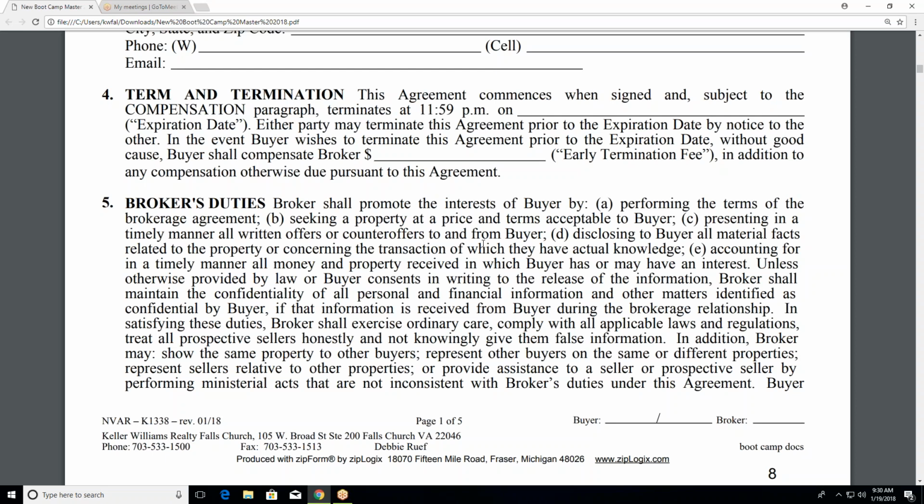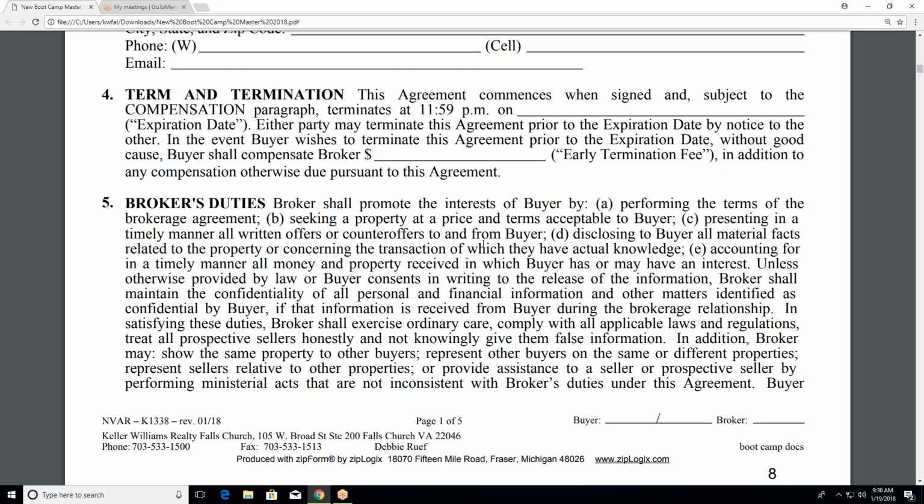Broker duties. Broker shall promote the interest of a buyer, performing the duties of the brokerage agreement, seeking a property at a price and terms acceptable to the buyer, and I put a caveat, approved by the lender, because the buyer may want more than the lender will allow, presenting in a timely manner all written offers or counter offers to and from buyer, disclosing to buyer all material facts related to the property or concerning the transaction of which they have actual knowledge, accounting for in a timely manner all money and property received in which buyer has or may have interest, unless otherwise provided by law or buyer consents in writing to the release of the information.